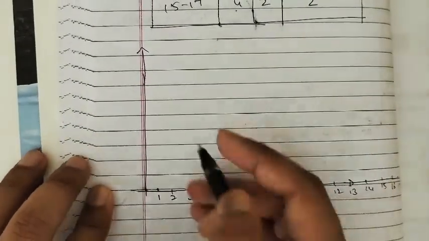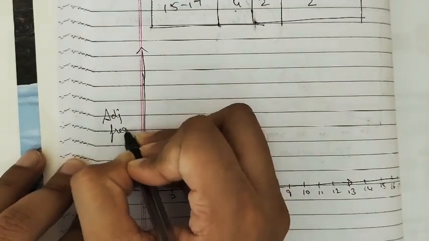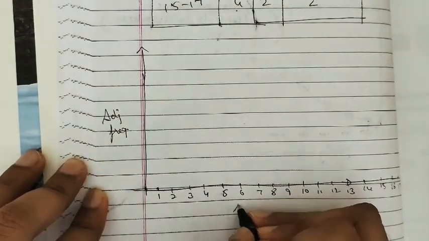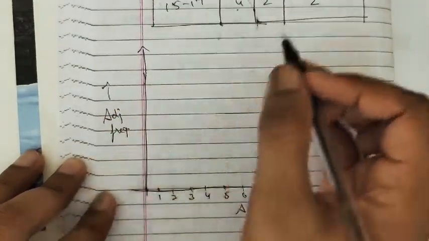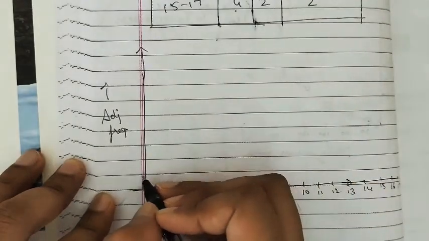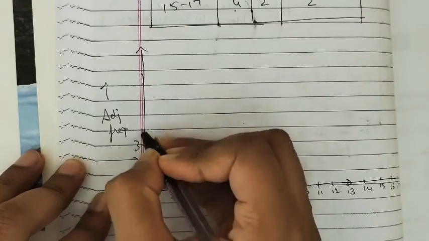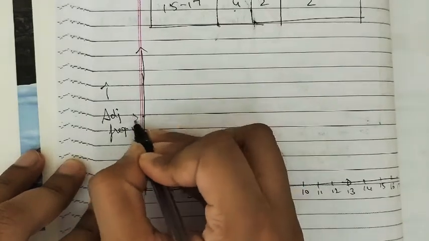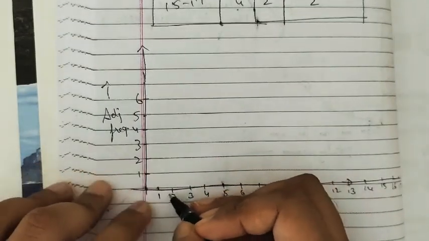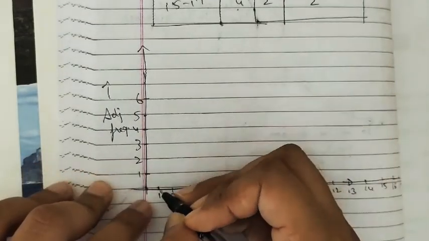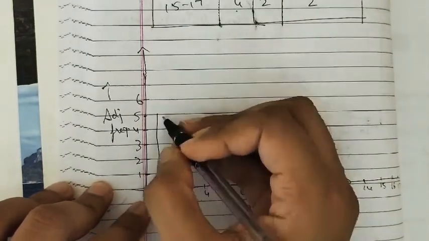Now here we will be taking frequency, adjusted frequency. Here we have age, right? Adjusted frequency is up to 5, right? So let's take 1, 2, 3, 4, 5, 6, right? So 1 to 2 we have 5, so just draw using a scale.